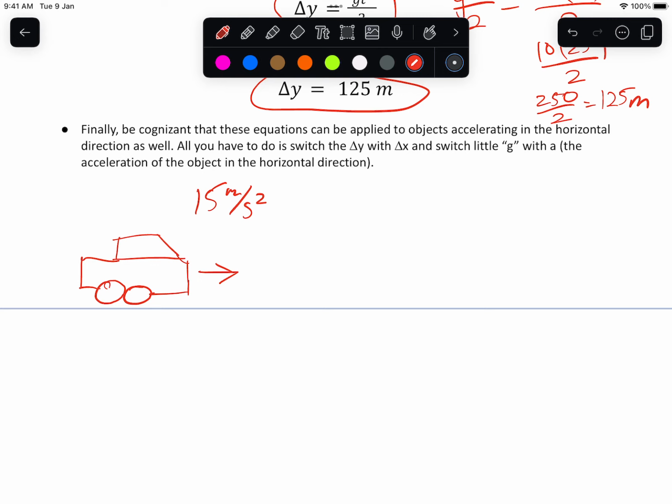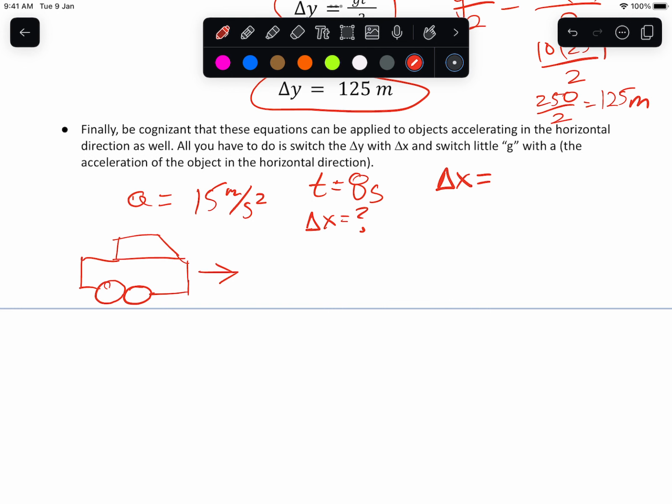Then I can use that and I can say, okay, well, if I time it, let's add something weird, let's say I time it for 8 seconds. Then how far will it go? Notice I've put down what I know. My acceleration is that. So the equation I'm going to use, like we said, all I have to do is switch these out a little bit. I'm solving for change in x.